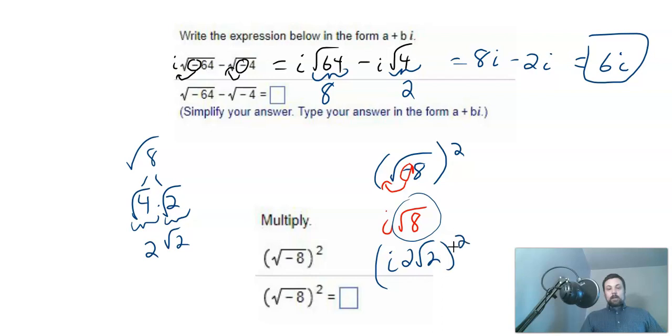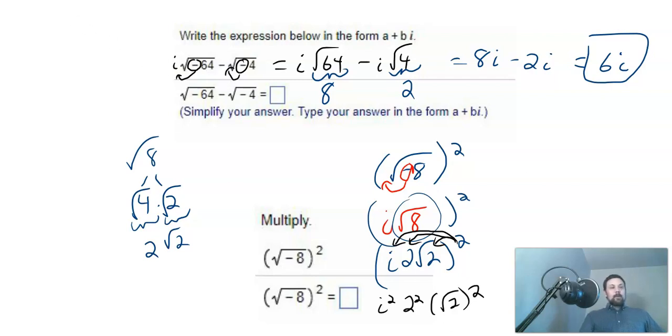And we still want to square this, right? So what we'll do is just distribute that power of 2. We square each thing. All right, so we're going to apply this power of 2 to the I, to the 2, and to the radical. So we get I squared, 2 squared, and square root of 2 squared.